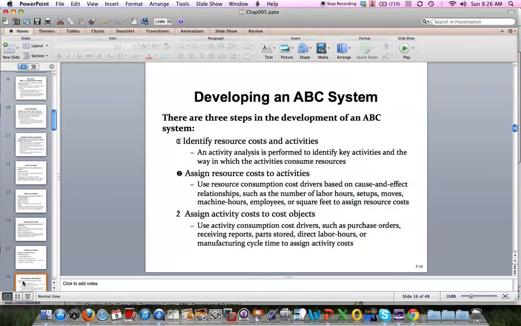Assign activities to cost objects is the next one, and those should just be bullet points. There's not necessarily 1, 2, or 3. For some reason, the symbols seem kind of silly, but those are just bullet points. Assign activities to cost objects. Use activity consumption cost drivers: purchase orders, receiving reports, parts stored, direct labor hours, manufacturing cycle time to assign activity costs. Okay, so using activity cost to assign to a cost object is what we're looking at there.